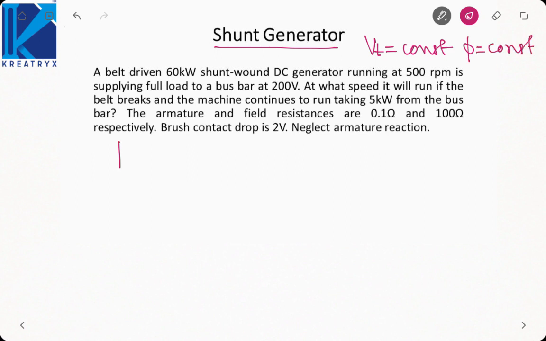What is the equivalent circuit? First we have field resistance. It is connected in shunt with the machine.